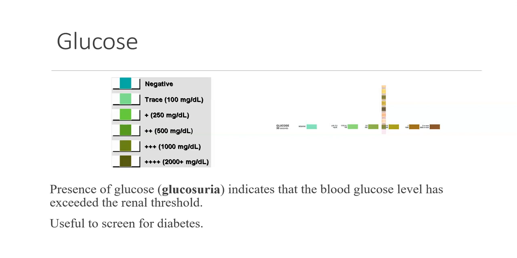And so again, I just want to reiterate that whether you use the 1+ system or the number system will be dependent upon where you work. The presence of glucose, which is glucosuria, indicates that the blood glucose level has exceeded the renal threshold. And again, not only is it used to monitor diabetes, but it's also used to screen for diabetes.